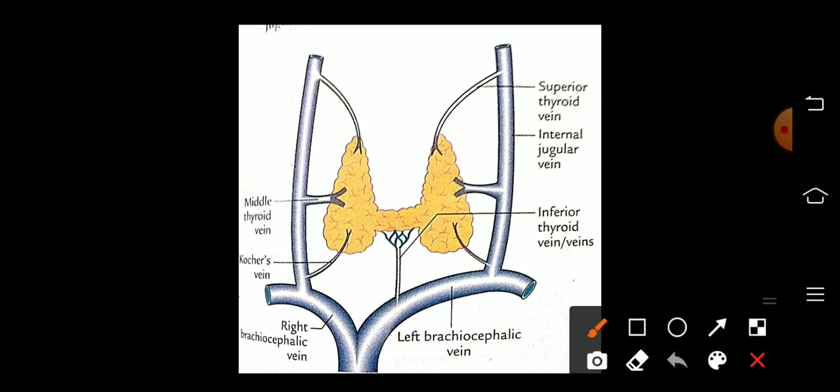So when you're seeing about this superior thyroid vein, it is collecting the blood from the apex of the thyroid gland, and it's moving upwards and laterally to drain into the internal jugular vein. This is the internal jugular vein. In arterial supply, you can see everything is arising from the external carotid artery. Here you can see everything is draining into the internal jugular vein. So this is about the superior thyroid vein. It's quite simple, right?